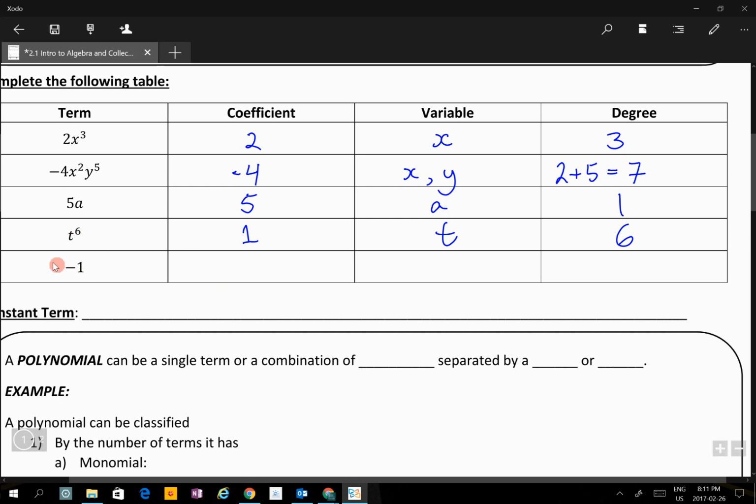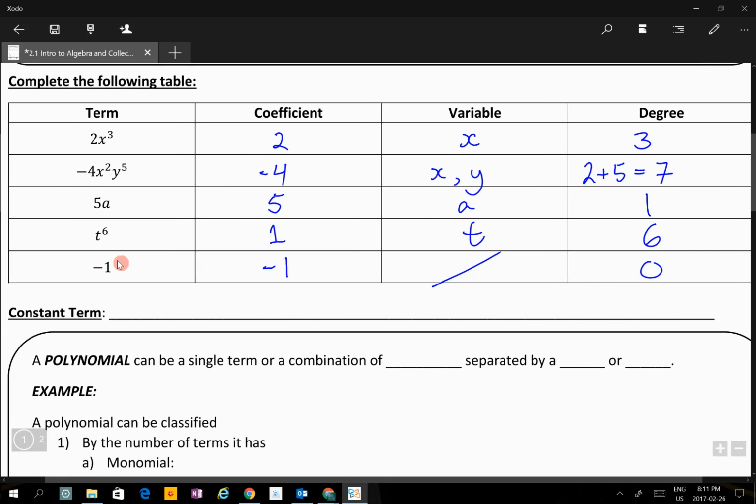And my last one, the coefficient is -1. That's the constant value that you see. It includes negatives as well. Variables, there's nothing changing here in this term. The term is just -1 all the time, no matter what you do. It's always -1. So I'm not going to say there's any variable here. And the degree is going to be 0 because there are no variables, meaning there are no exponents, so the degree is 0.